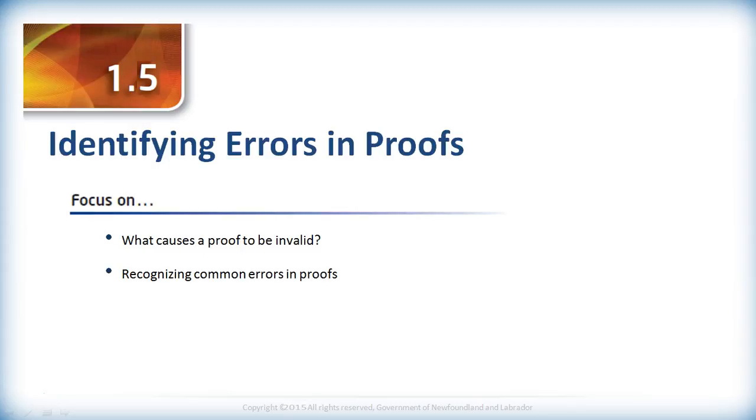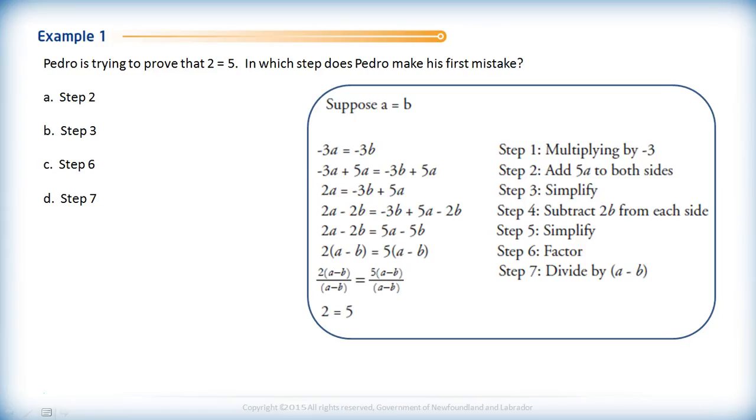What causes a proof to be invalid? We already looked at that. And recognizing the common errors, there were 4 things that we had to be on the lookout for. Let's see if we can find some in these questions.